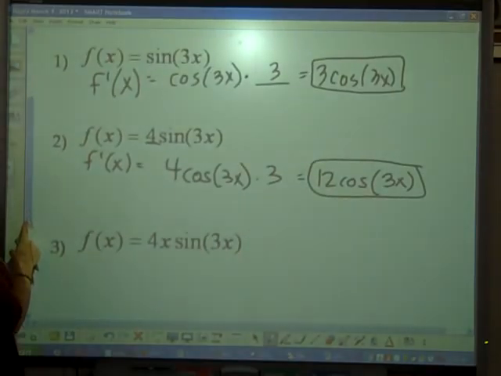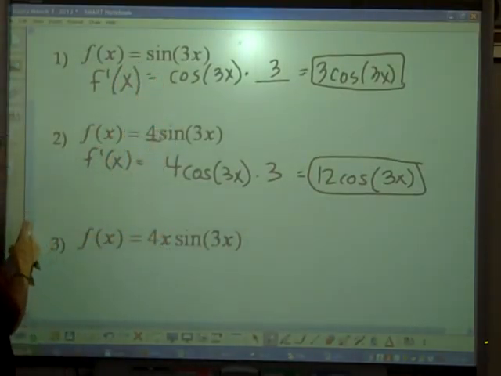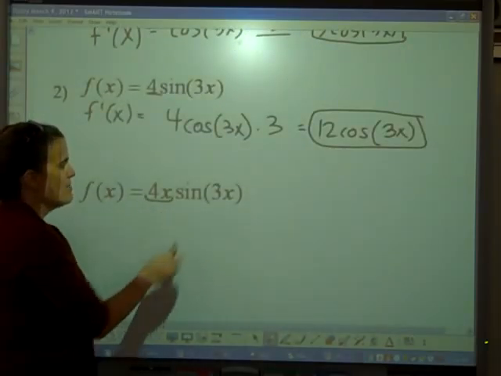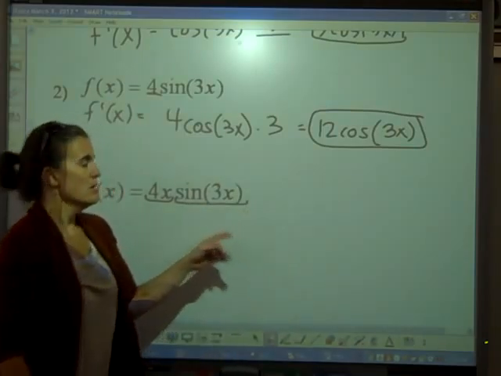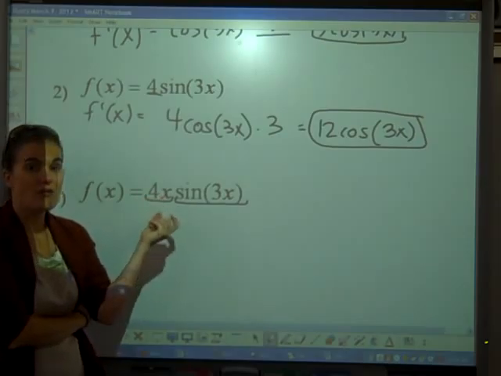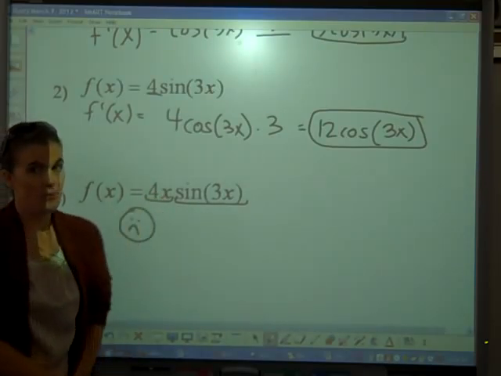Okay? But what I tried to have you do here is to connect what we already could do to number 3 here. Number 3 out in front we have a 4x. Okay? And then we have a sine of 3x. So the thing out in front is no longer just a number. We actually have another function. Okay? Right now, we do not have the tools to do this problem.